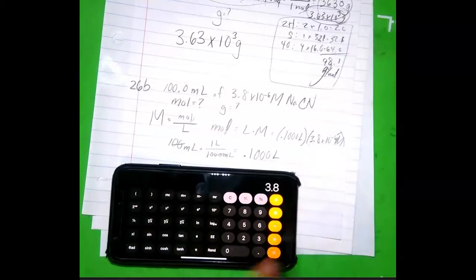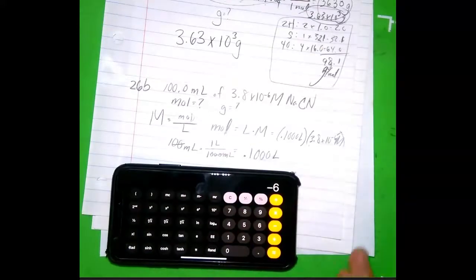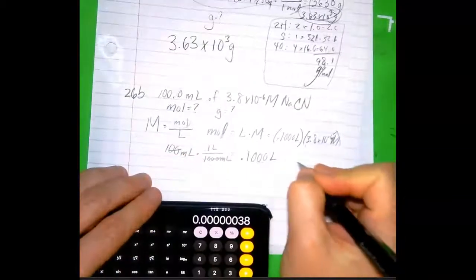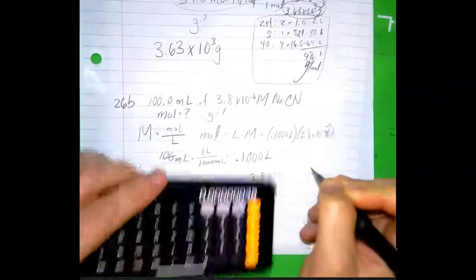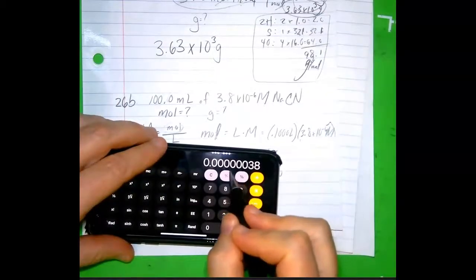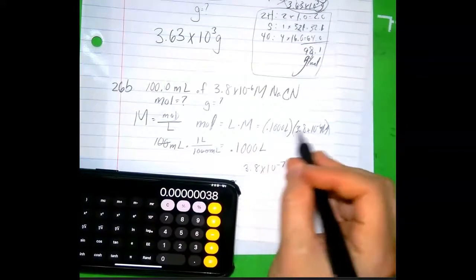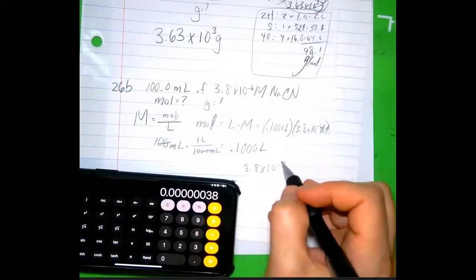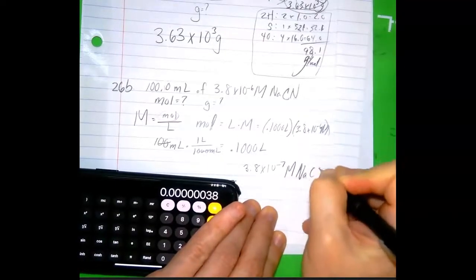How do we do that? The EE button right here, times 10 to the negative 6. Remember, the EE button means times 10 to the. So just put EE negative 6. And what do I get? I get 3.8 times 10 to the negative 1, 2, 3, 4, 5, 6, 7. 10 to the negative 7. That makes sense, because when I multiply by 0.1, I just have to move the decimal over 1. So that's negative 7, and that's molar solution of sodium cyanide.